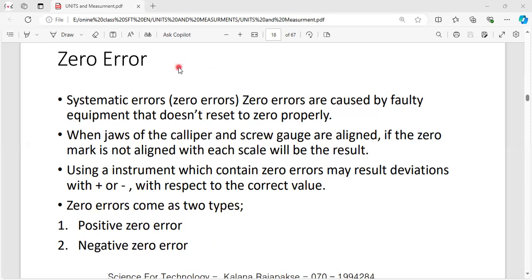The systematic errors, also known as zero errors, are caused by faulty equipment that doesn't reset to zero properly. In the laboratories, you might find such measuring instruments. You don't have to throw it away. Instead, you can reset it, or you can just use it with the error. However, we have to find out the error first of all.